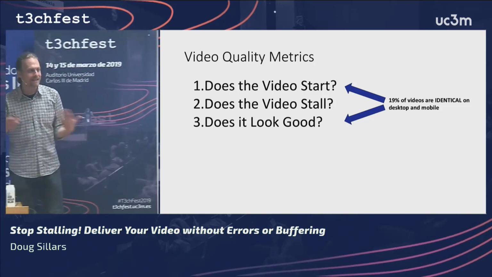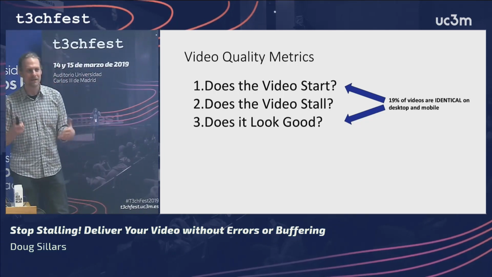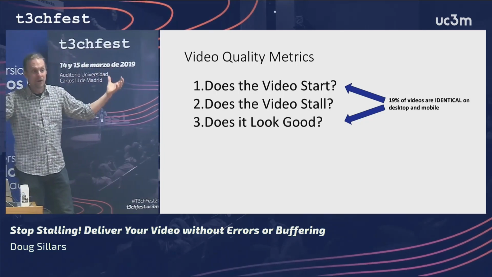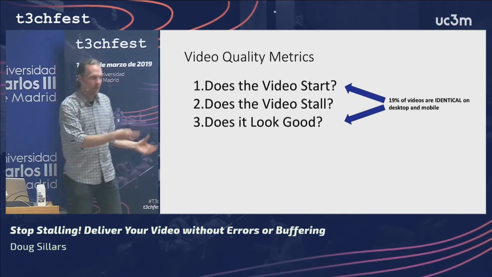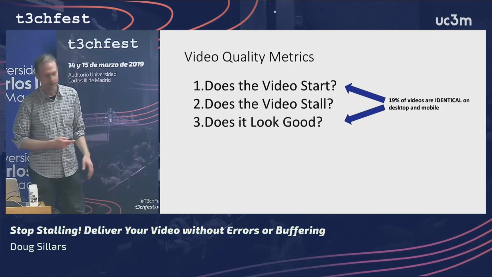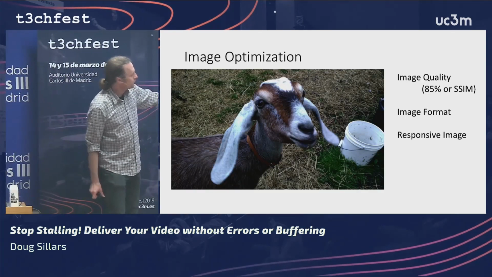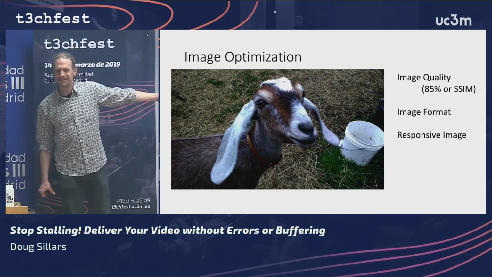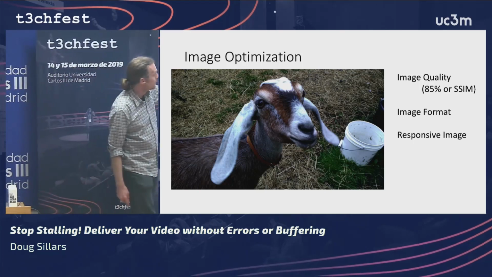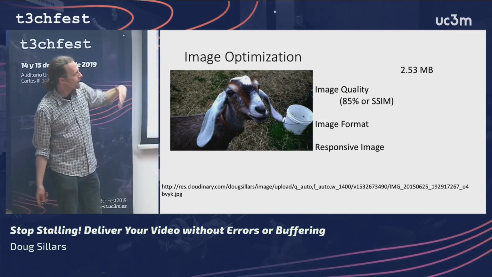So there's things that we need to think about here. It's not one size fits all here. It's just like images, right? We all know you don't serve a giant image down to a mobile device. It's the same thing with video, just on a scale of like 10 times larger. When we think about optimizing images, this is Josephine, one of my goats back in Seattle. You can optimize this image. So the original image was 2.5 megabytes.